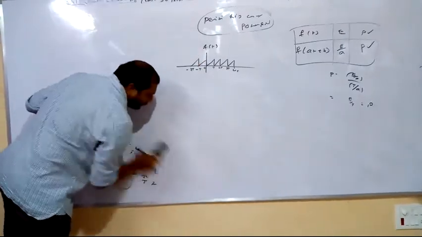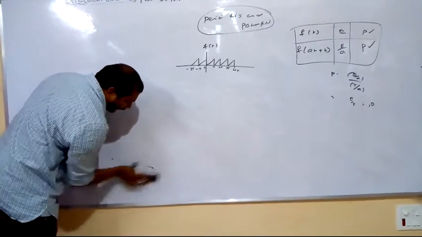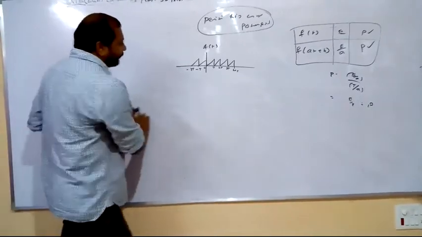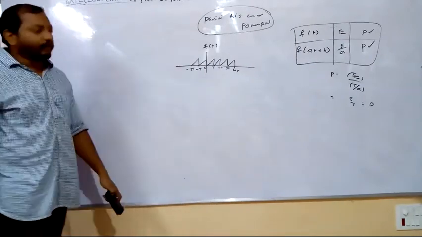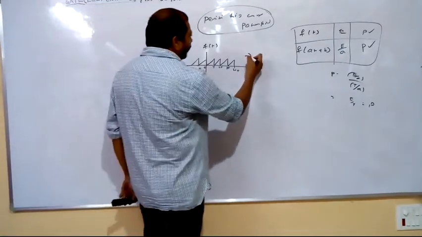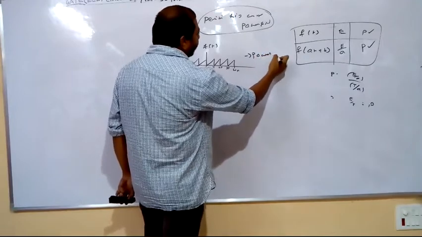Now from this we can conclude that all periodic signals can be treated as power signals. So I am considering here a periodic signal of period equal to T. The corresponding signal can be treated as a power signal.